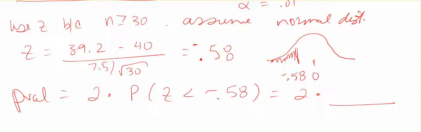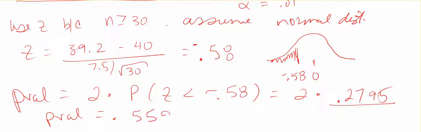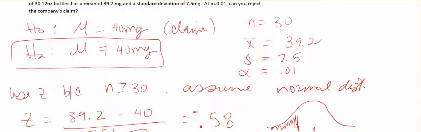And I got 2795, so 0.2795. Now I did cheat and use technology because I have no idea where my table is, and I didn't feel like going online because I'm being lazy. So your number might be off a little bit, but not enough for us to change our decision. So I end up with a p-value that's about 0.5591. That's huge. That's the probability that we could find a random sample of 30 bottles that would have an average of 39.2, even though the real average was 40.